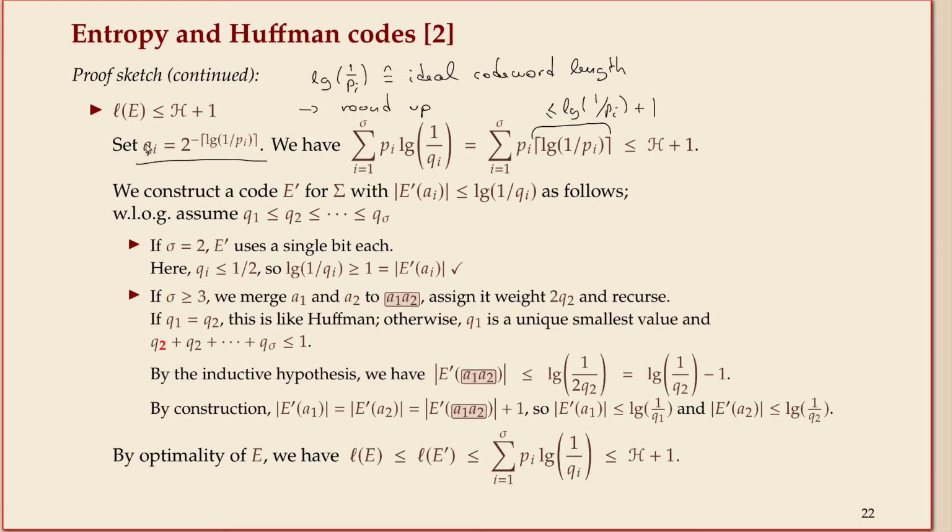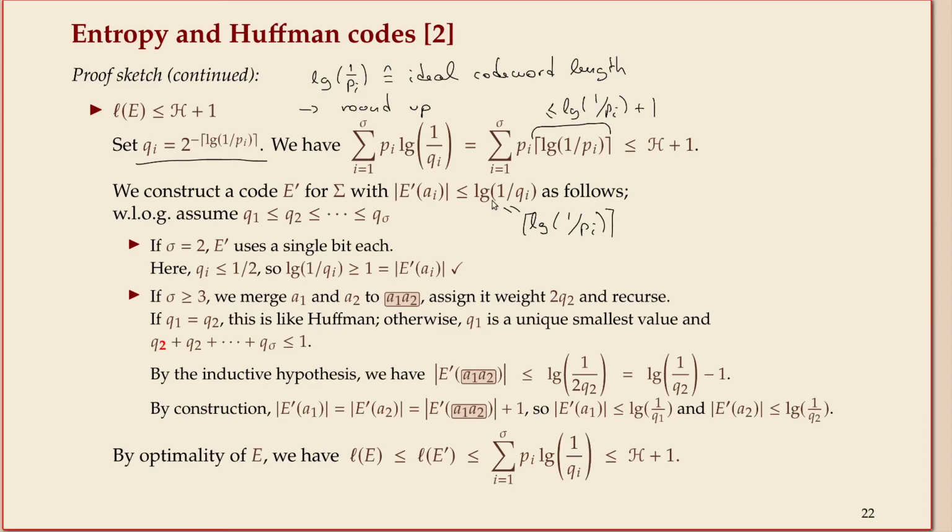If we can achieve a code that has q_i as the induced probabilities, we're good. Or if we have the rounded up ideal code word lengths, we're good. And now we will construct such a code word length. So again, this here is nothing but log of 1 over p_i rounded up.